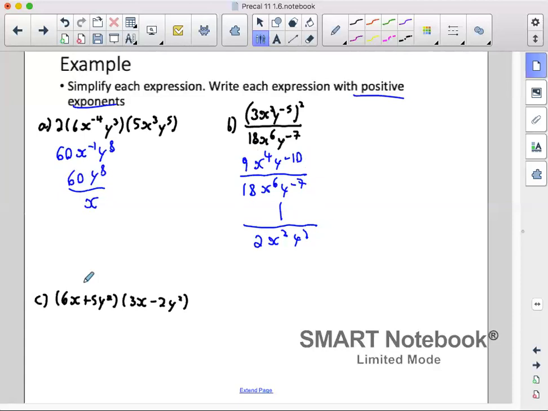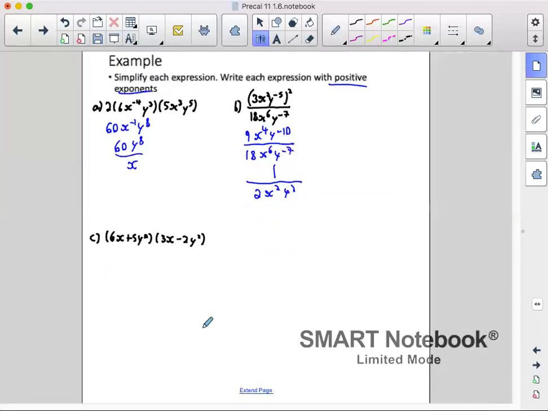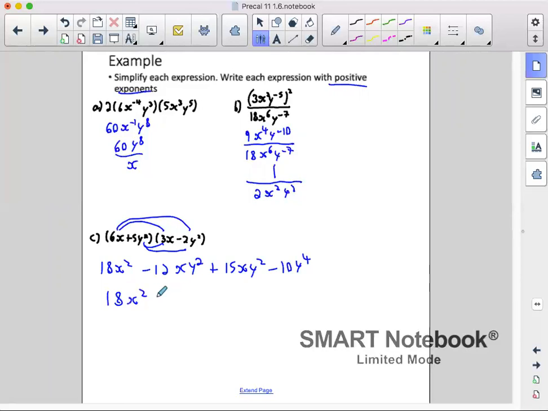Next one, we have 2 separate terms in each bracket, so we're going to have to FOIL it out. So we have this times this, so that's going to give us 18x squared. Then we have this times this, so we have minus 12xy squared. Then we have this times this, so plus 15xy squared. And then this times this, so minus 10y to the 4. Combine like terms, we have 18x squared plus 3xy squared minus 10y to the 4.